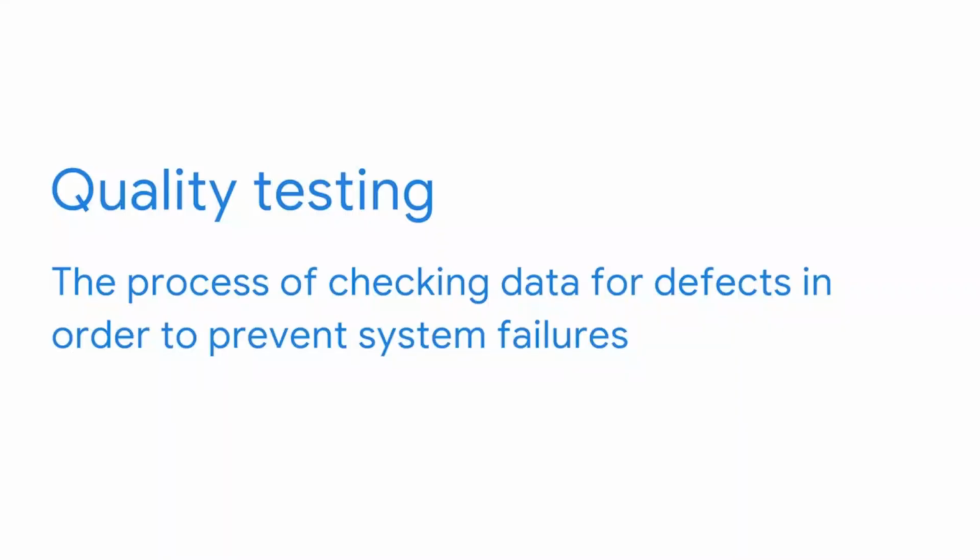You're already familiar with ETL pipelines, where data is extracted from a source, transformed while it's being moved, and then loaded into a destination table where it can be actioned on. Part of the transformation step in the ETL process is quality testing. In BI, quality testing is the process of checking data for defects in order to prevent system failures. The goal is to ensure the pipeline continues to work properly. Quality testing can be time-consuming, but it's extremely important for an organization's workflow.